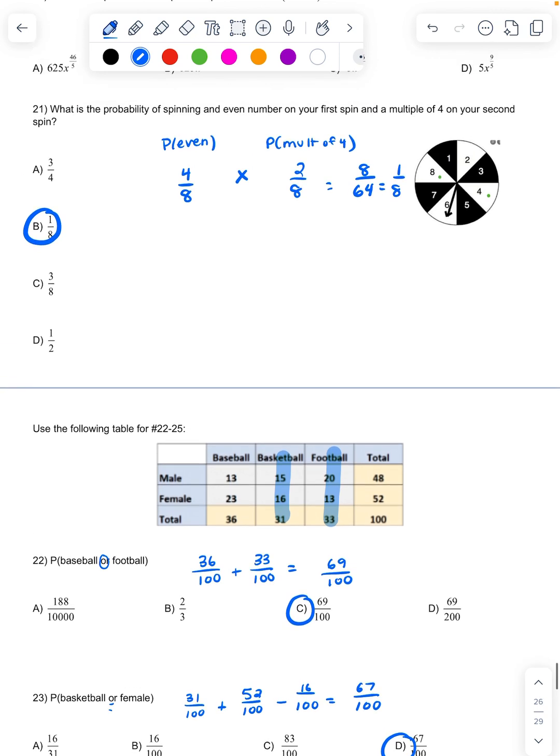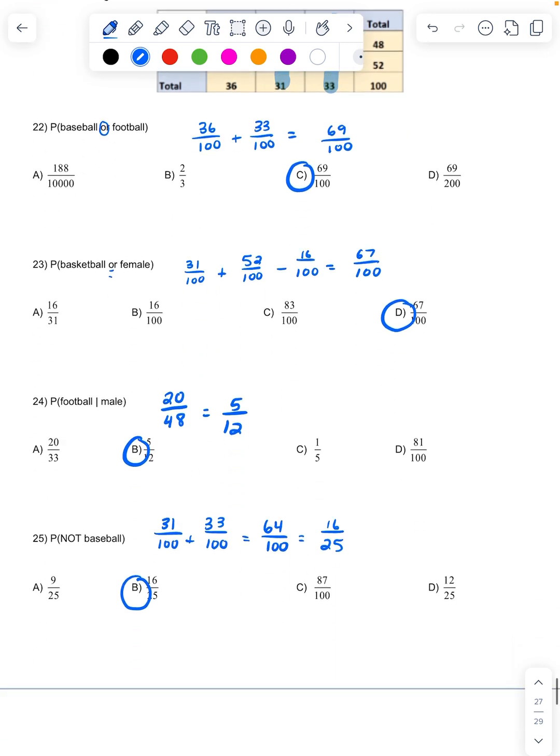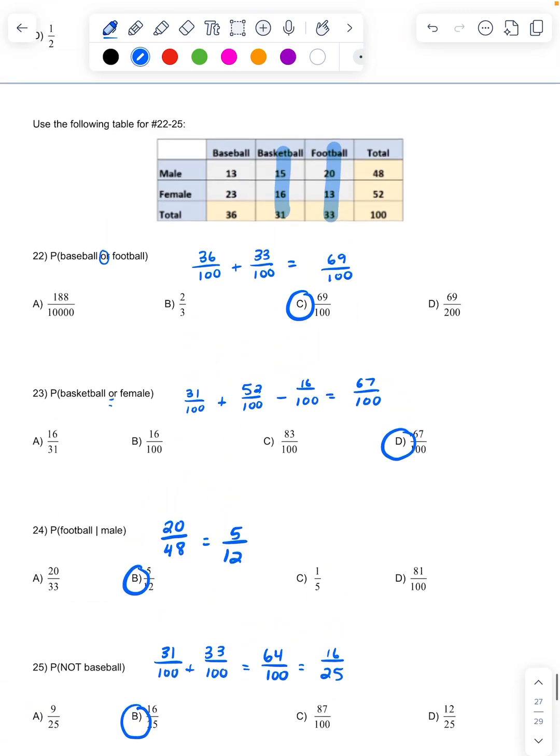So our answers for these are 21B, 22C, 23D, 24B, 25B.